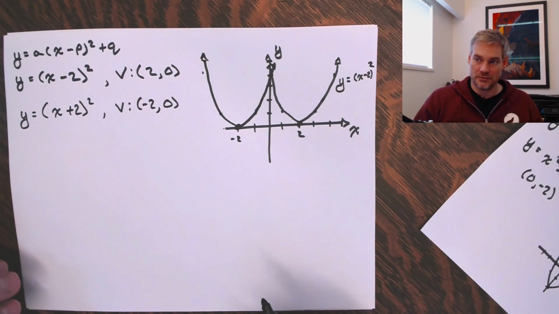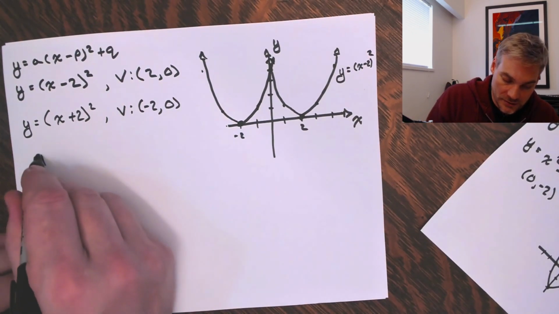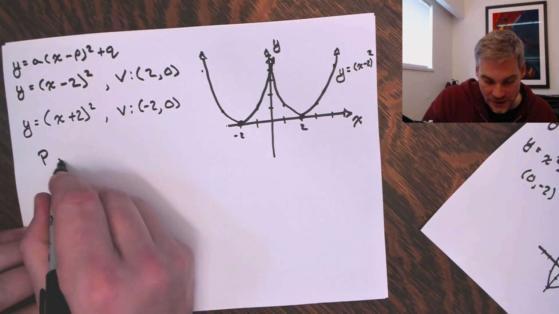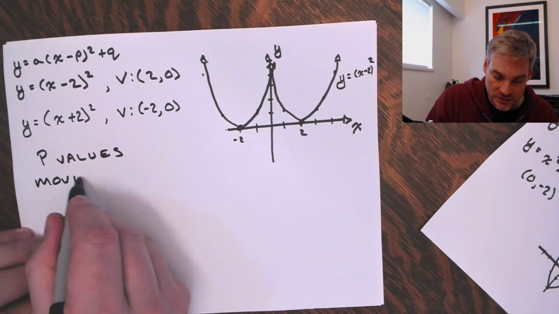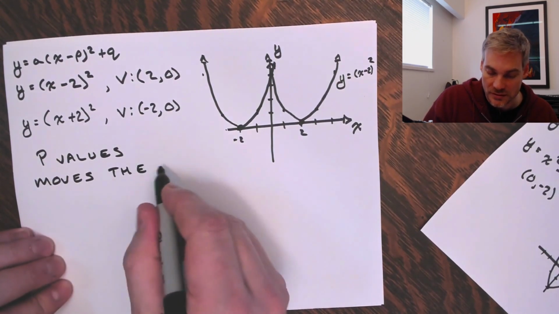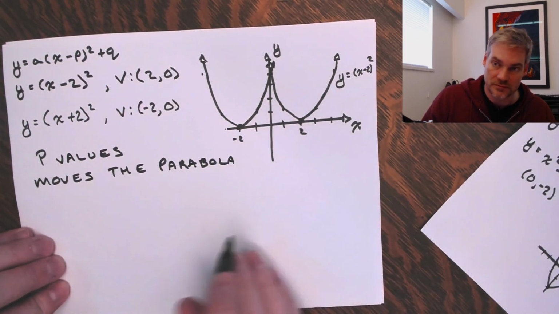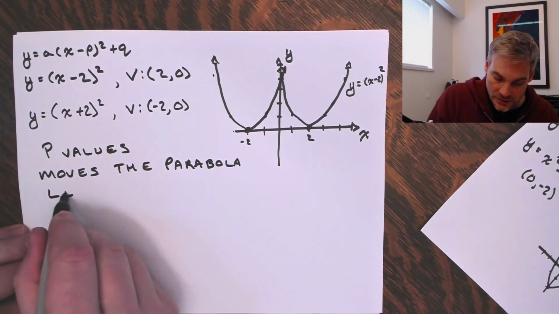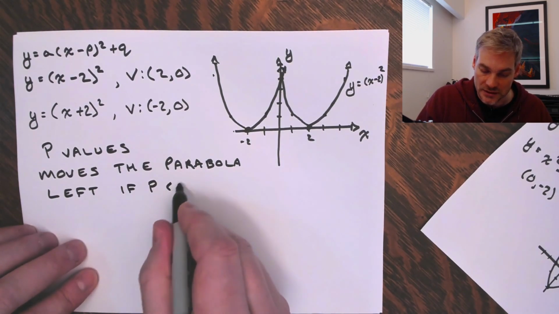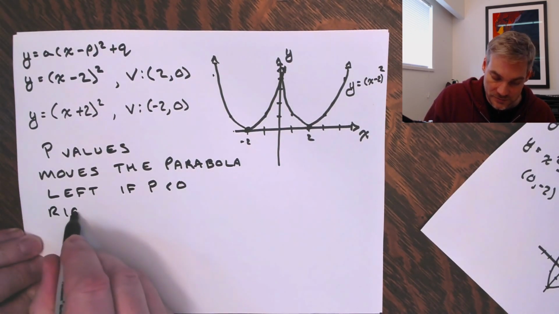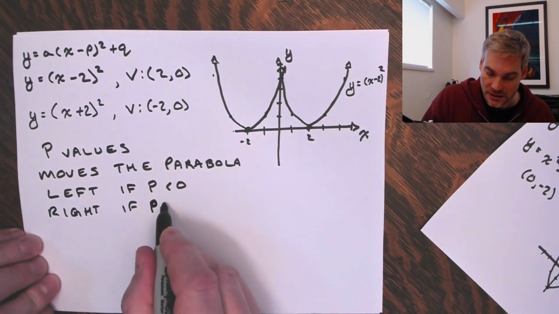So now we have how the p value impacts it. The p value moves the parabola left if p is less than 0, and right if p is greater than 0.